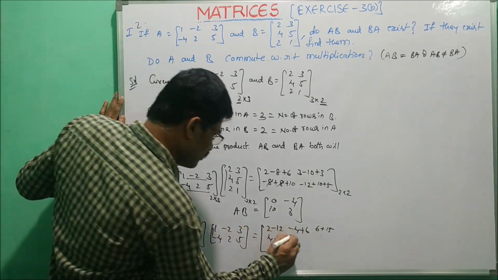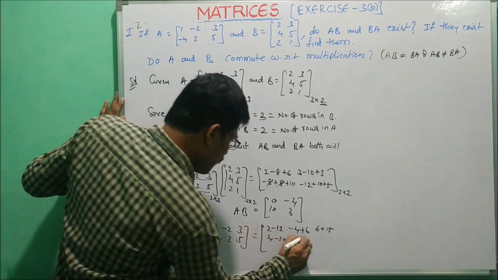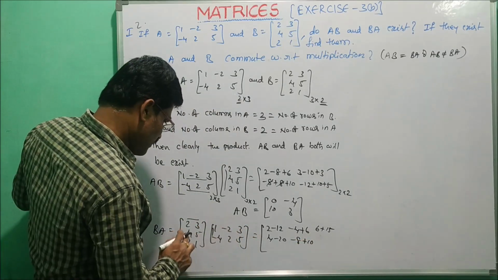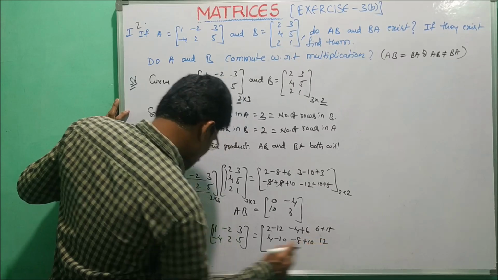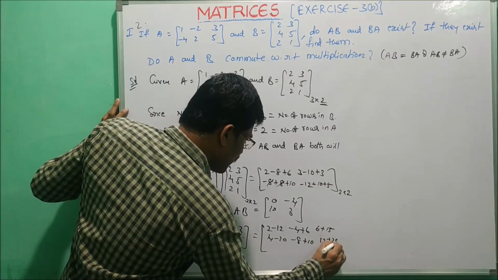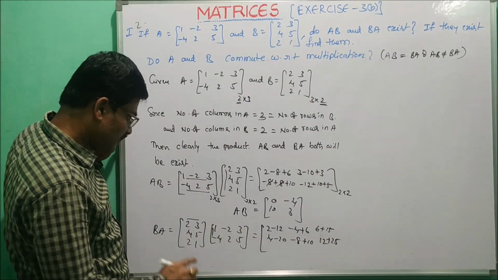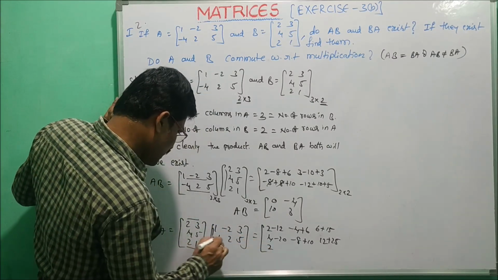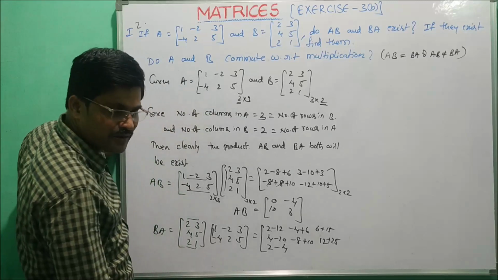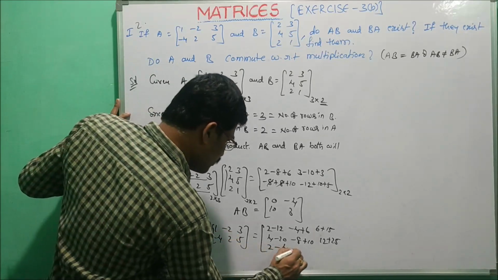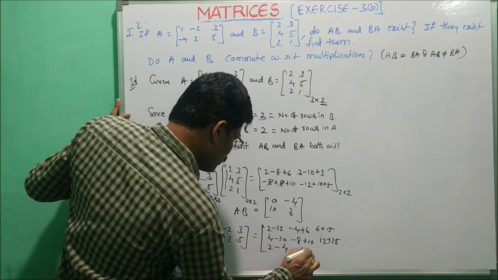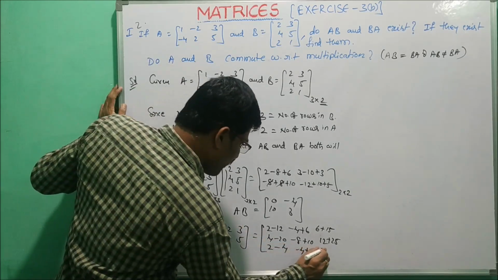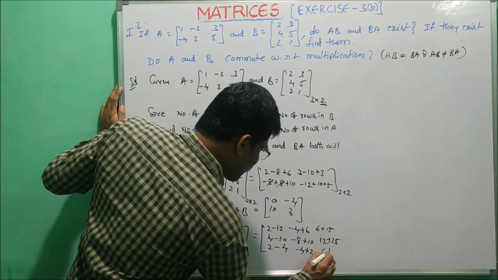4 into minus 2, minus 8. 5 into 2, plus 10. That is second row second element. 4 into 3, 12. 5 into 5, 25. That is second row third element. Similarly, third row first column. 2 into 1, 2. 1 into minus 4, minus 4. Third row first element. 2 into minus 2, minus 4. 1 into 2, plus 2. Third row second element. 2 into 3, 6. 1 into 5, plus 5.